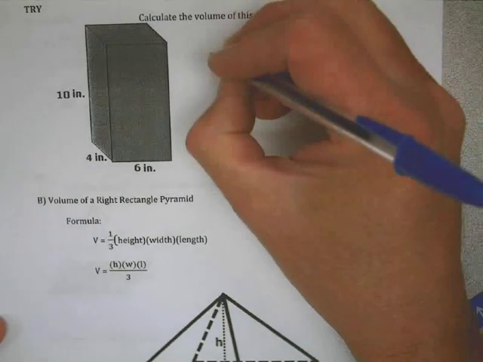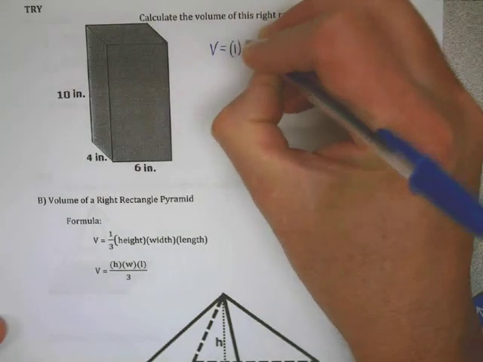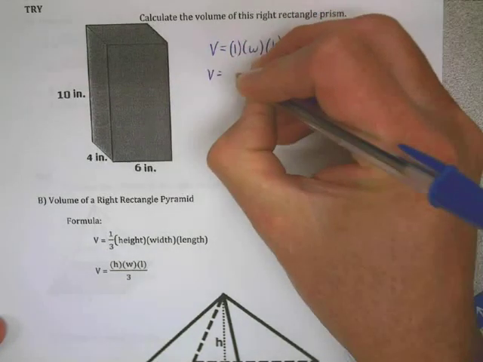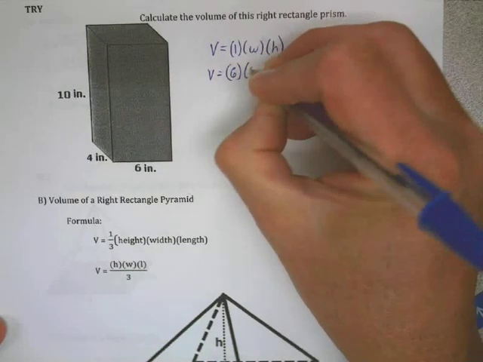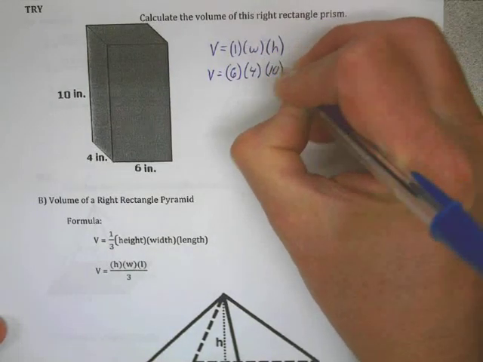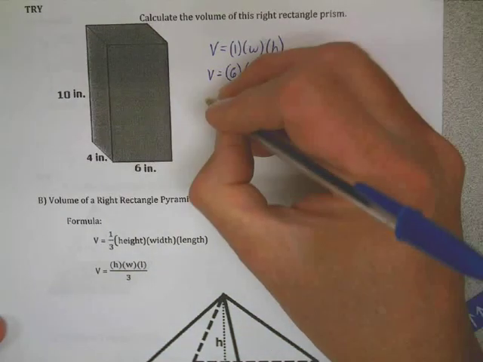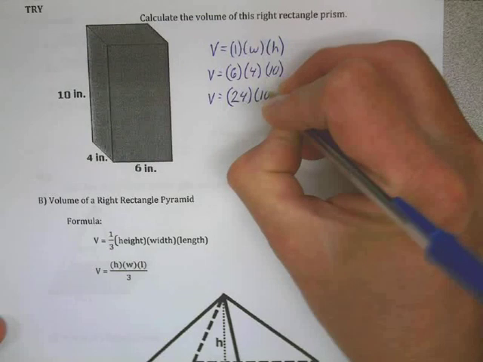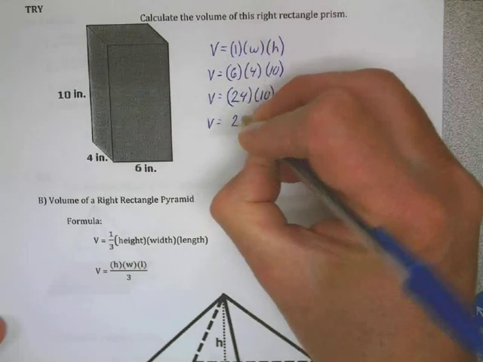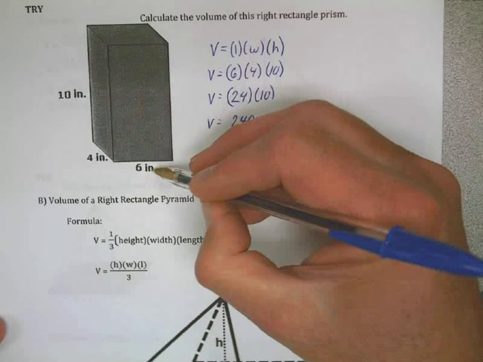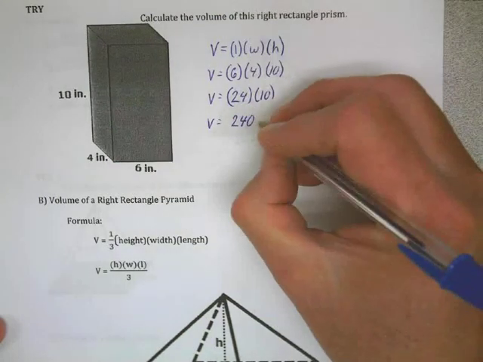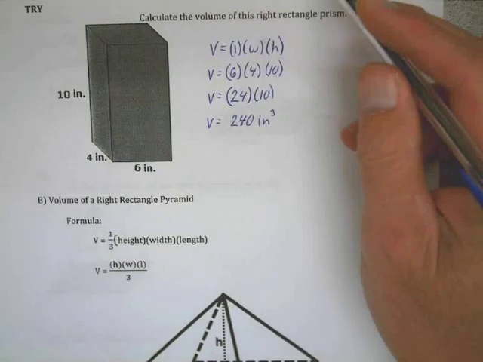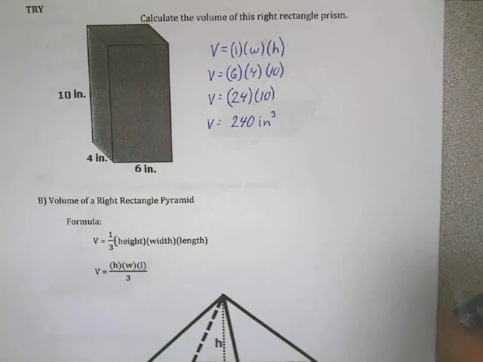So once again, volume is equal to length times width times height. The length is 6 inches, the width is 4 inches, and the height is 10 inches. You can only multiply two numbers at a time, so volume is equal to 6 times 4, which is 24, times 10. Volume is equal to 240. Now, there's 1 inch, 2 inch, 3 inch, so it's going to be 240 inches cubed because we actually multiplied the 3 inches together. Alright, so there's your answer.